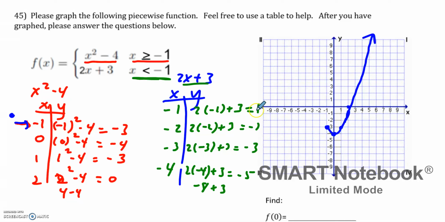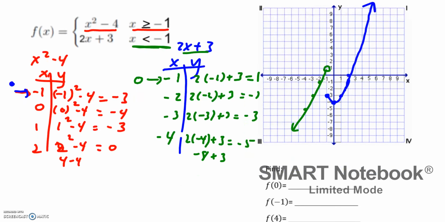So if I was graphing this line, I would start at -1, up 1, but because this is just less than, I'm going to have a hole or an open dot there. So -1, up 1 is a hole. Everything else beyond that is a filled in dot. -2, -1, -3, -3, -4, -5. So I draw from here down because my graph exists only to the left of -1. So this is a graph of my piecewise function.